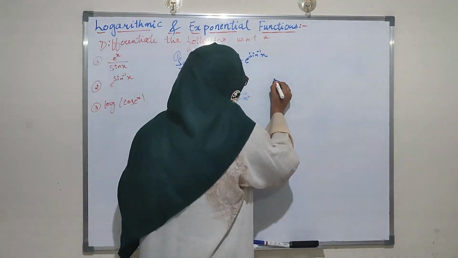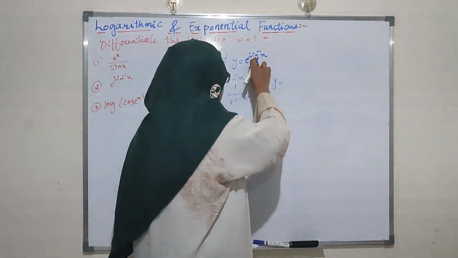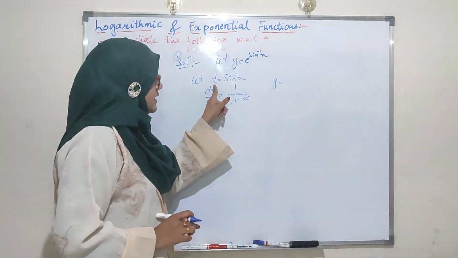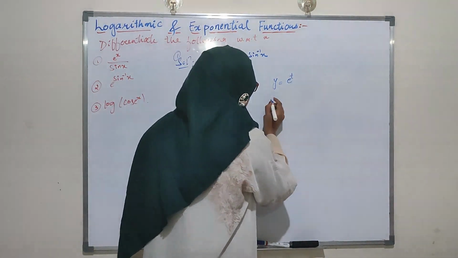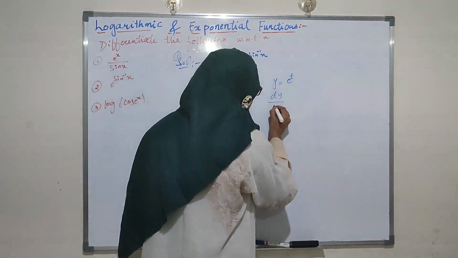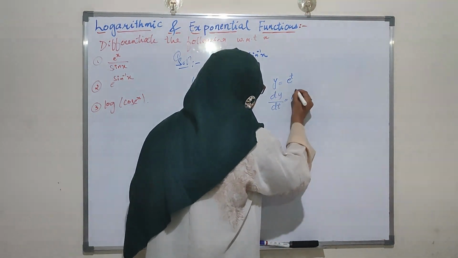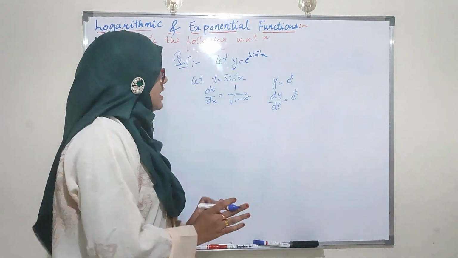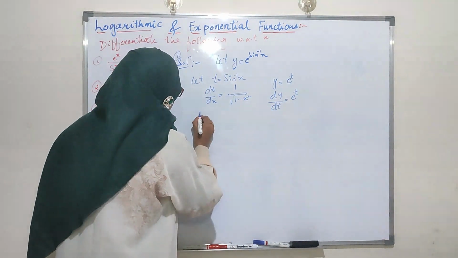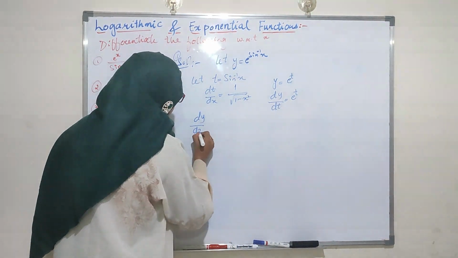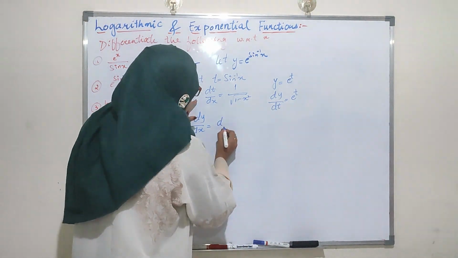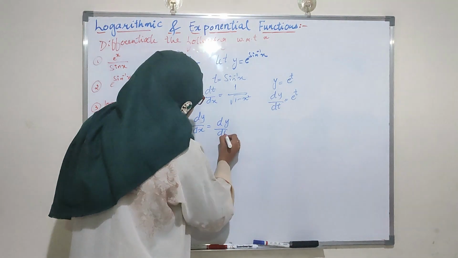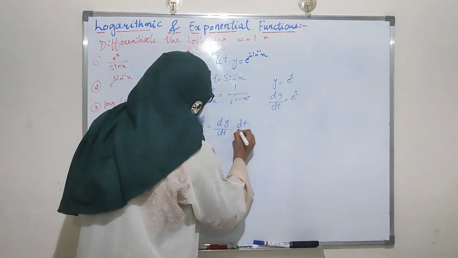So what about y? Since we are taking sin inverse of x as t, y is equal to e raised to t. Now we differentiate y with respect to t. dy by dt is e raised to t, since the differentiation of e raised to t is as it is. Now we have to find dy by dx. dy by dx is dy by dt into dt by dx.